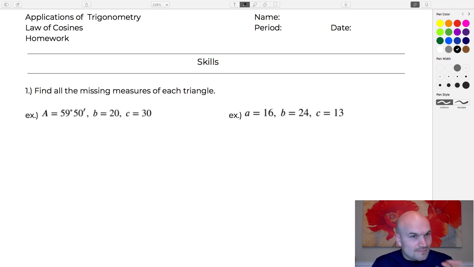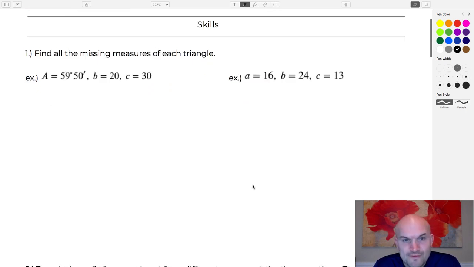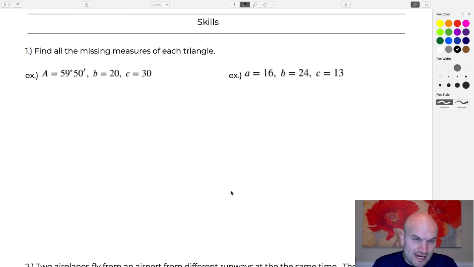So the first one is find all the missing measures. I'm going to treat this as what I would be teaching my students, because they have a quiz next class period and the class period after that. So, preparing this like a quiz, if they had a problem like this, one of the things I'm looking for is creating a triangle. So let's go ahead and represent this information here as a triangle.